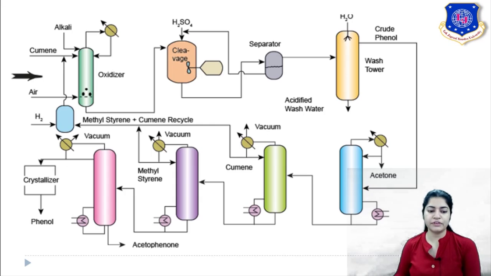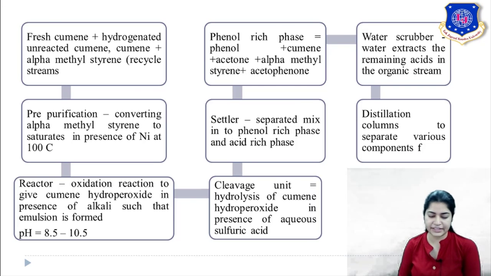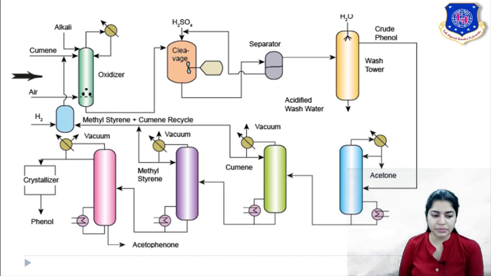So moving forward, this is the flow diagram, right? Starting from the oxidizer, you can see that the reaction moves forward. Let's have a look into the process. First of all, fresh cumene and hydrogenated unreacted cumene, then cumene plus alpha methyl styrene streams are collected. Here you can see the cumene, then the recycled cumene, and the methyl styrene plus cumene recycle. Those three streams will be used in your reactor.